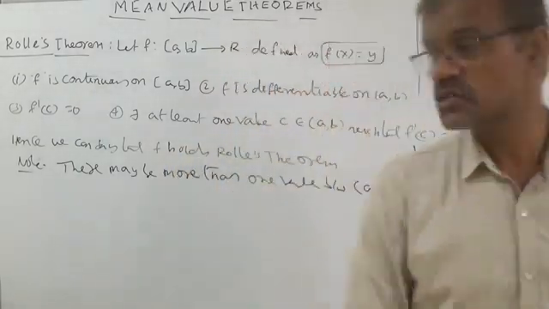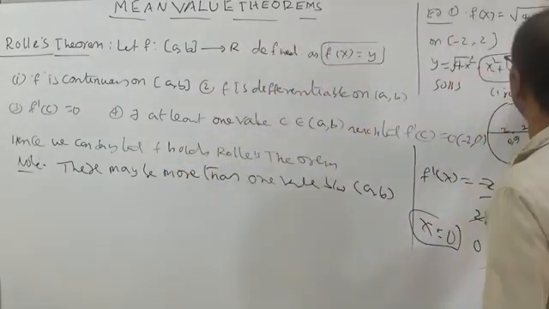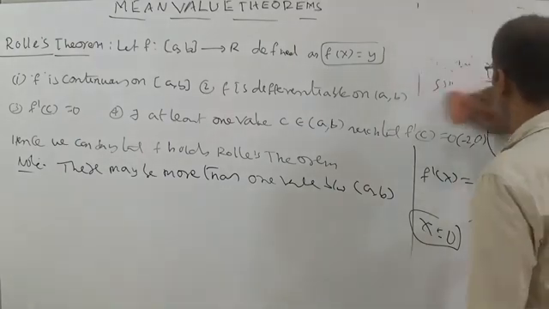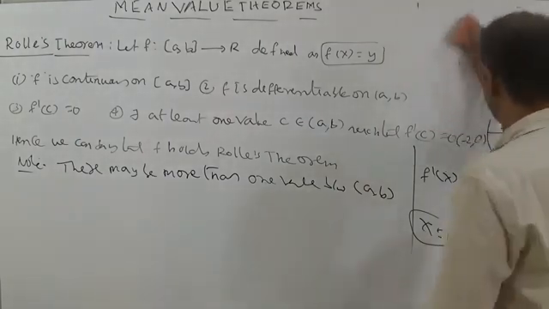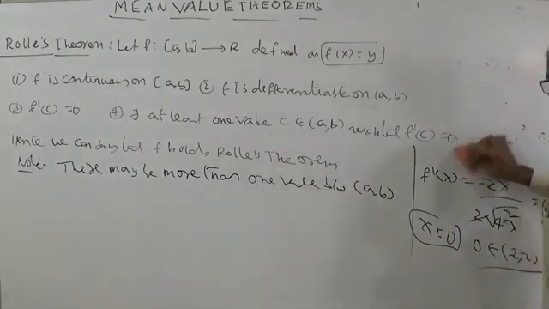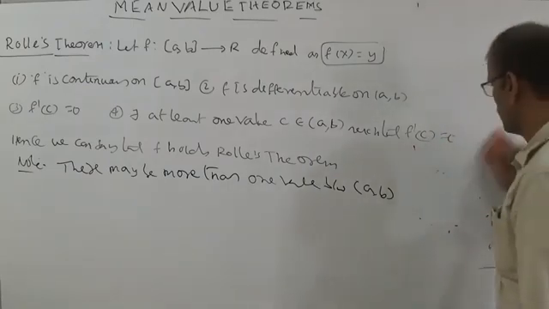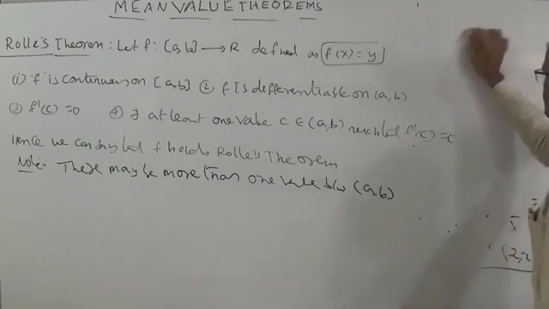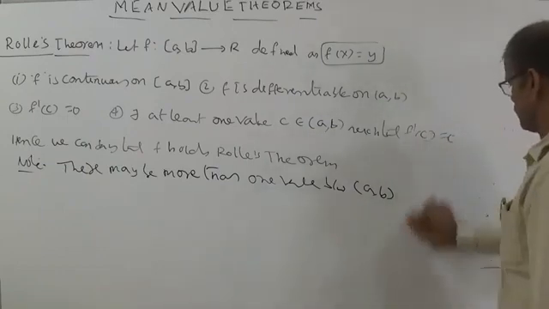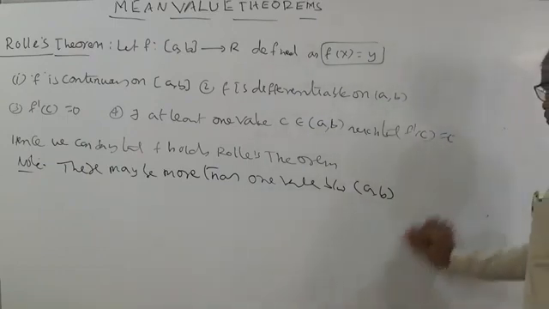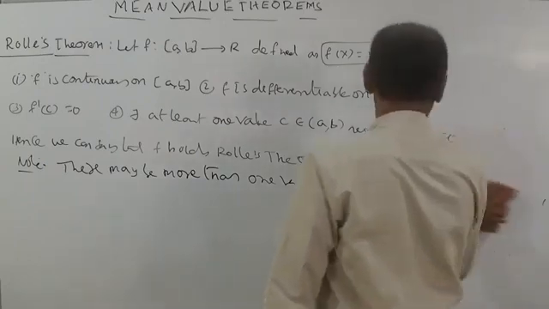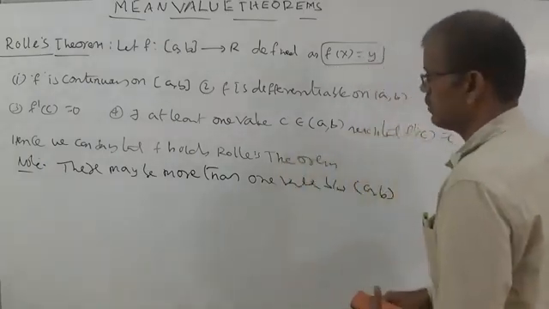Once again, try to understand: f maps A to B, defined such that it is continuous on the closed interval a comma b and differentiable on the open interval a comma b, and f dash c is equal to 0 such that c belongs to the open interval a comma b. There exists at least one value between a comma b. There may be more than one value.